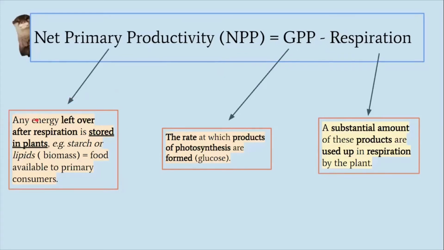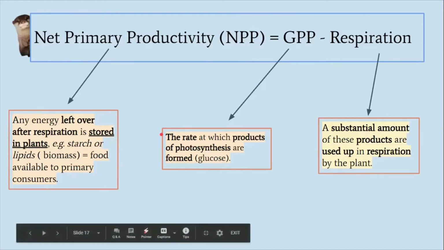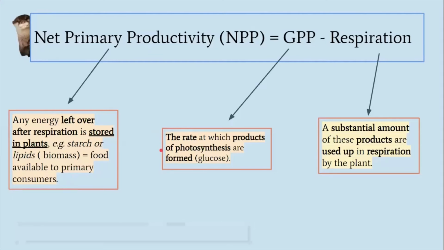NPP is any energy left over after respiration that is stored in plants, for example, starch or lipid, which is biomass equal to food available to primary consumers. GPP is the rate at which the products of photosynthesis, which is glucose, are formed, which is basically the rate at which light energy is being absorbed and converted to chemical energy in glucose. Respiration uses up a substantial amount of these products in the plant.